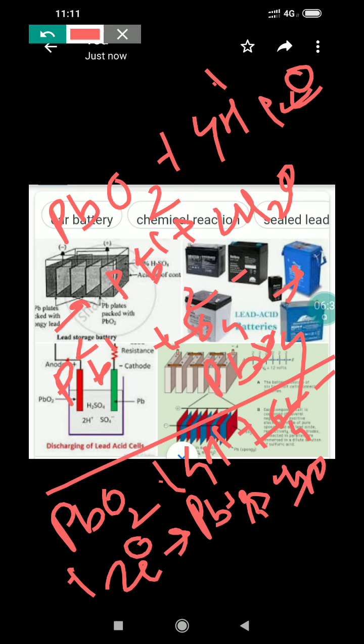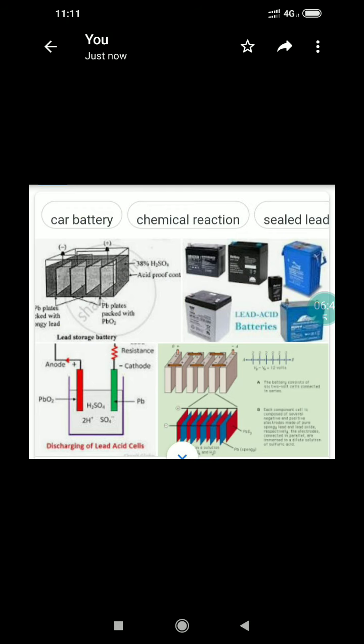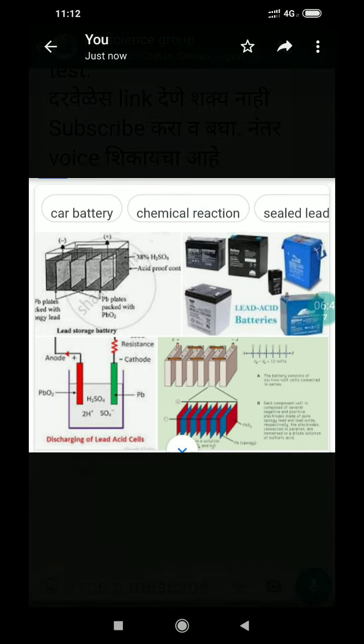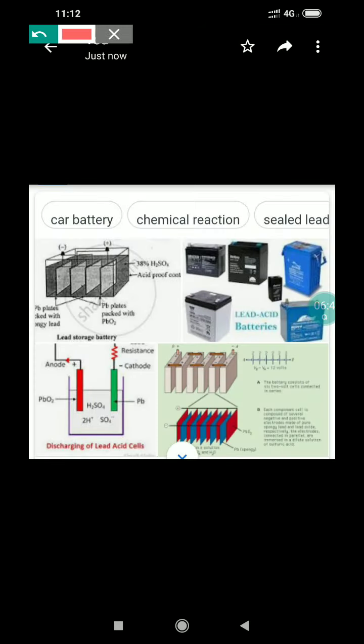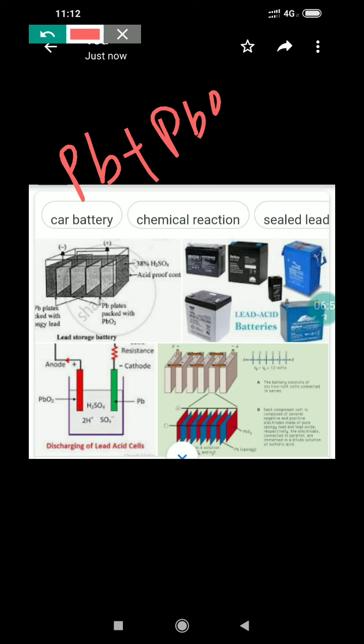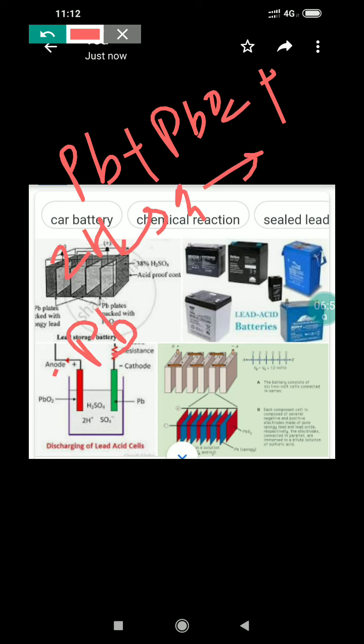Now the net cell reaction is just like this, oxidation plus reduction reaction, means here Pb plus PbO2 plus twice H2SO4 giving you twice PbSO4 plus twice H2O. This is the overall cell reaction during discharging.